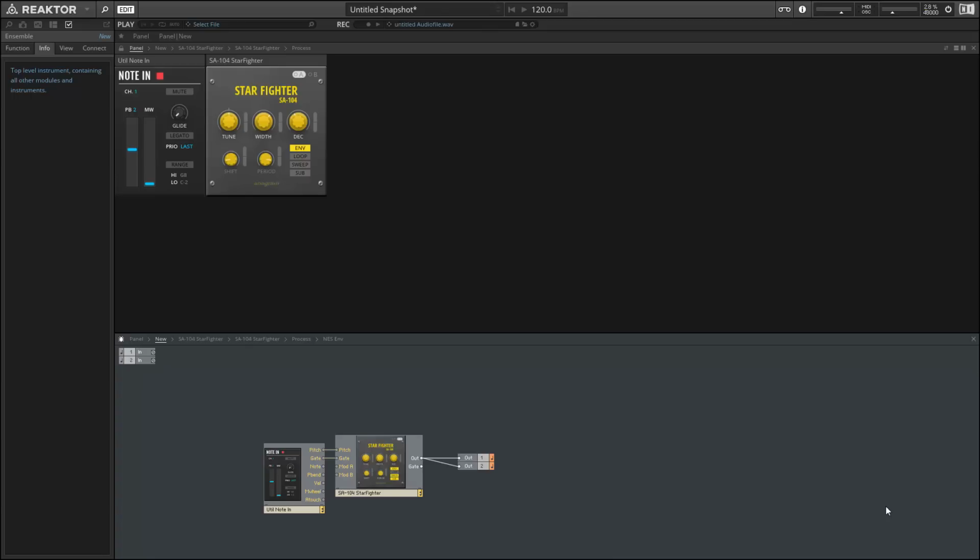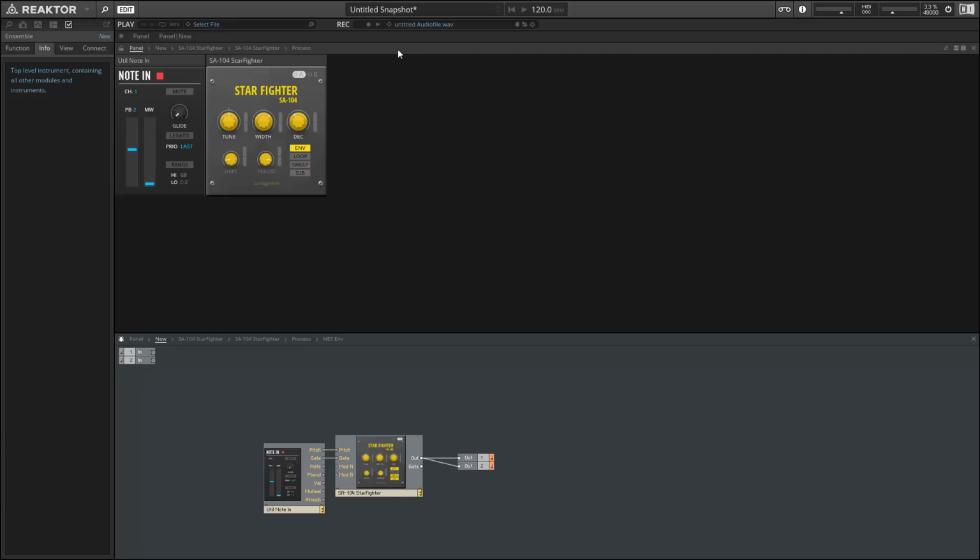in this video I'll be going over my newest block available for download, which is called Starfighter. Starfighter is based on the pulse channel of the Nintendo Entertainment System and is responsible for a lot of the sound effects on that system. So at its core we have a simple pulse oscillator.